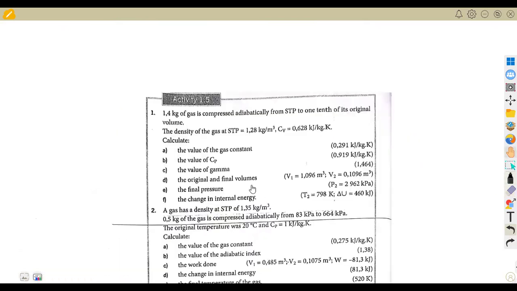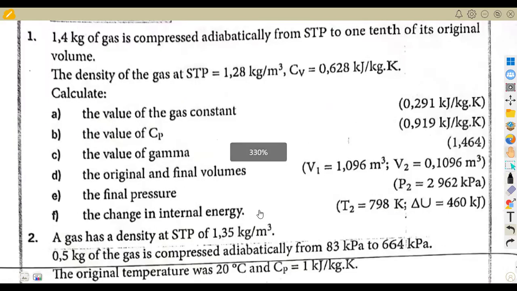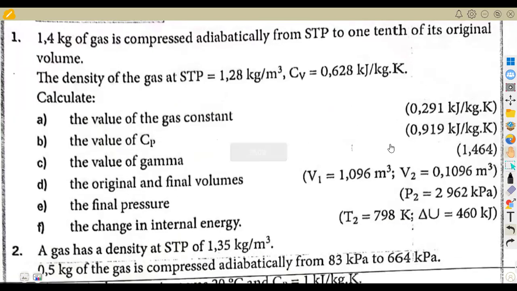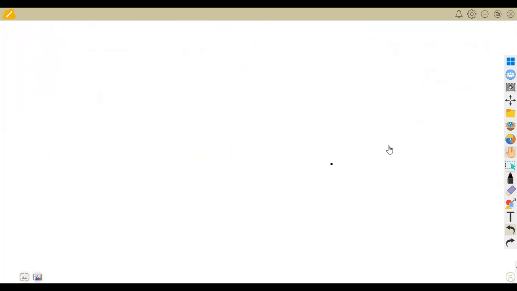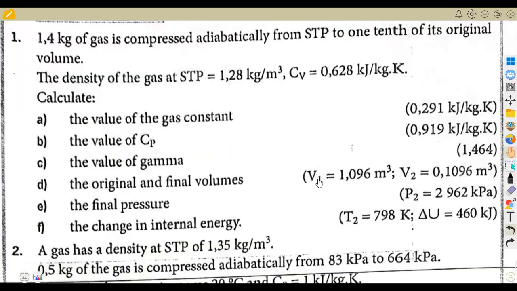So these are the typical questions. Let us try to do as many questions as we can so that we revise, preparing ourselves for the exams that are ahead of time. But for now, that's it, guys. Till we meet again.